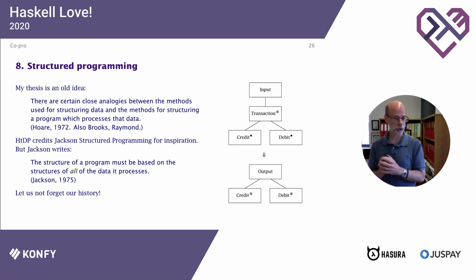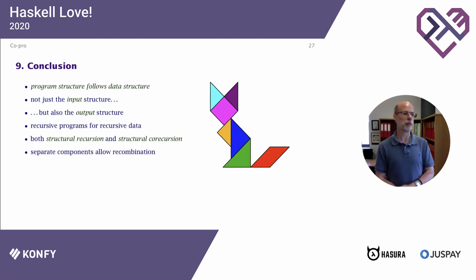And the point about Jackson Structured Programming is about reconciling the kind of data that was common in 1975, which was payrolls with stacks of punch cards. They were structured one way on the input, and the point of a processing phase is to structure them differently on the output. And of course, you have to take both of those structures into account to write the program. So there's history there, and we should not forget that history. So my conclusion is that program structure follows data structure, not just the input structure, also the output structure. You need to pay attention to both.